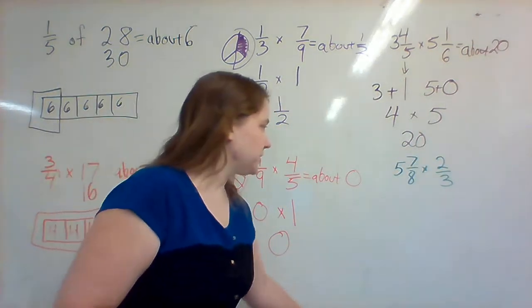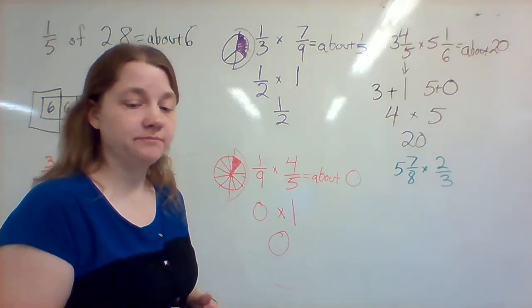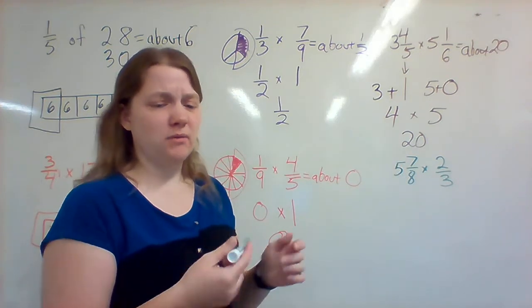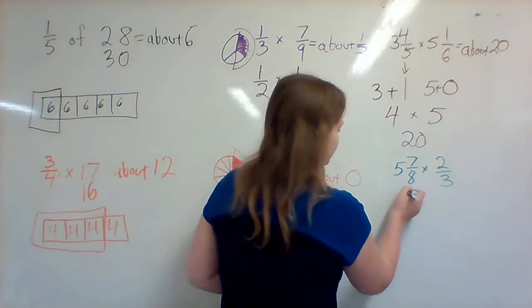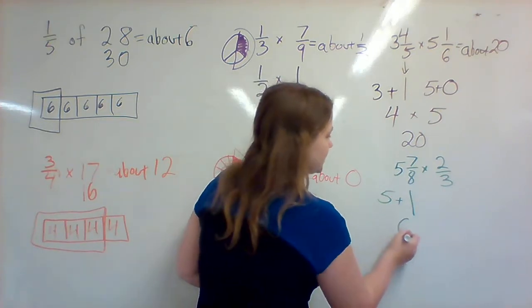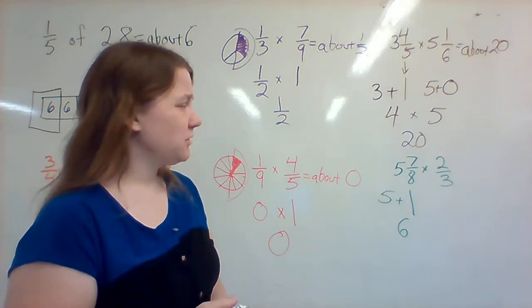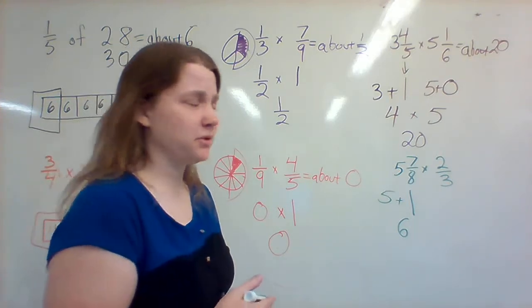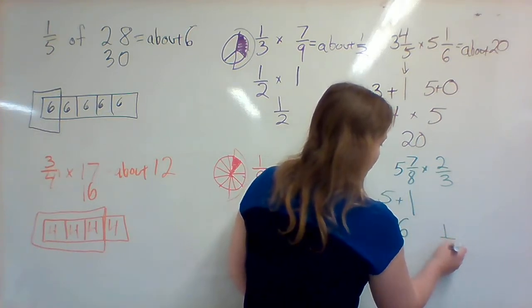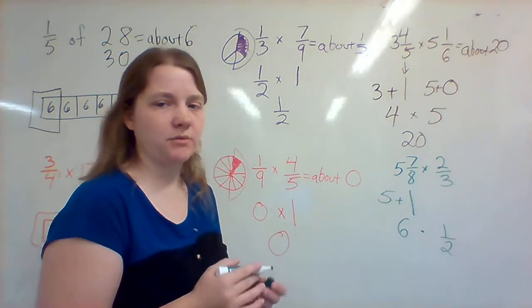One last problem to look at. 5 and 7/8 times 2/3. I know that 7/8, 7 is really close to 8, so we're going to round that to 1. Bring down the 5. I have 5 plus 1 is 6. And now I want to look at that 2/3. 2/3, I know that 2/3 is pretty close to 1/2, so I'm going to take 2/3 down to 1/2, and now I have 6 times 1/2.